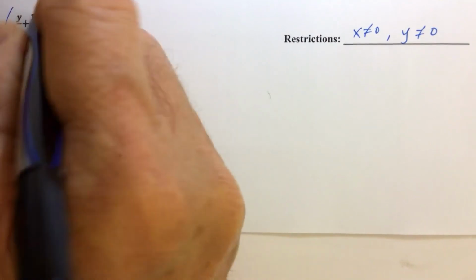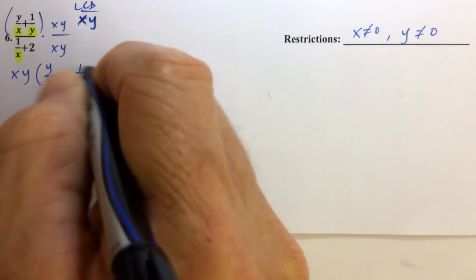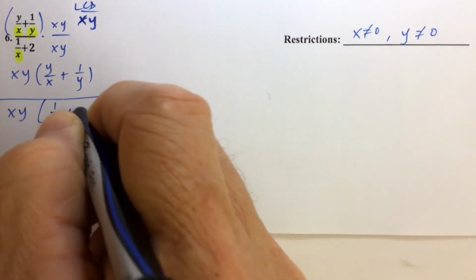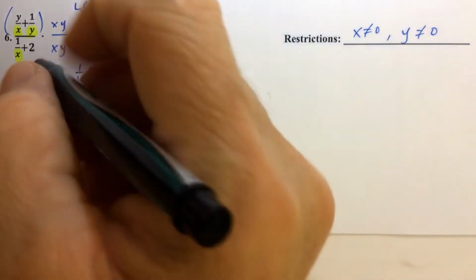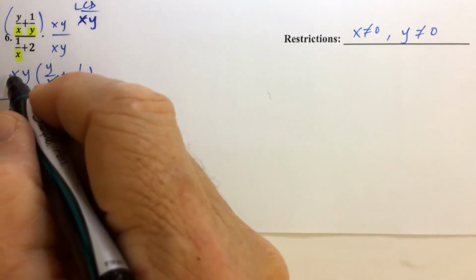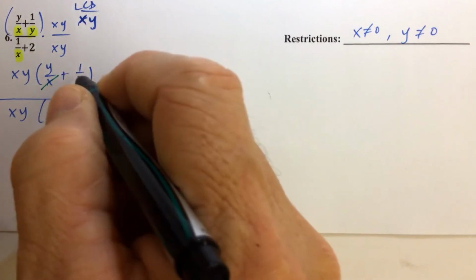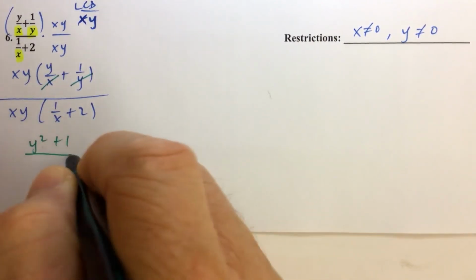We have an xy times this entire numerator, y over x plus 1 over y, and then we have an xy times this denominator, 1 over x plus 2. Well, that's not so bad because we can see that, let me use a different color here. This x is going to cancel with that x, and so we're going to get a y times a y.